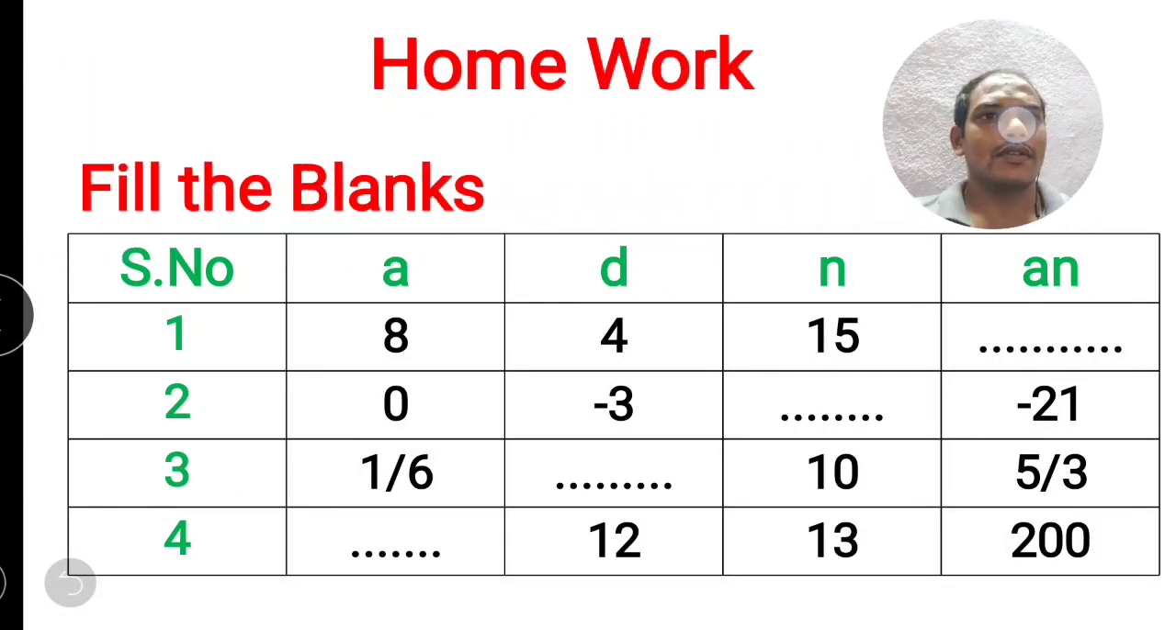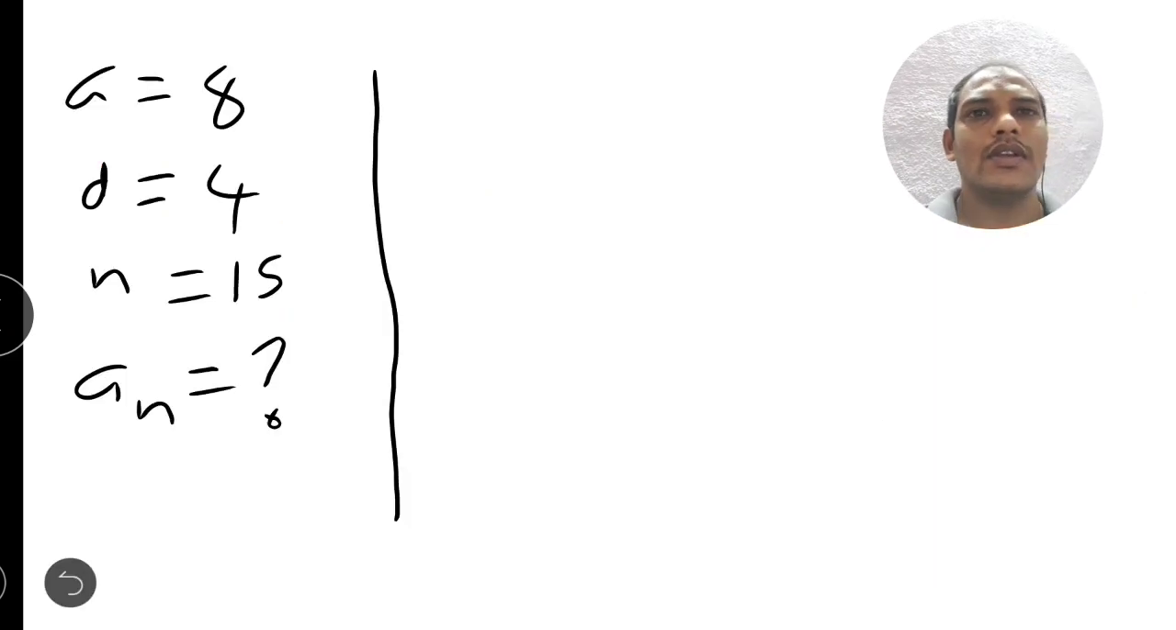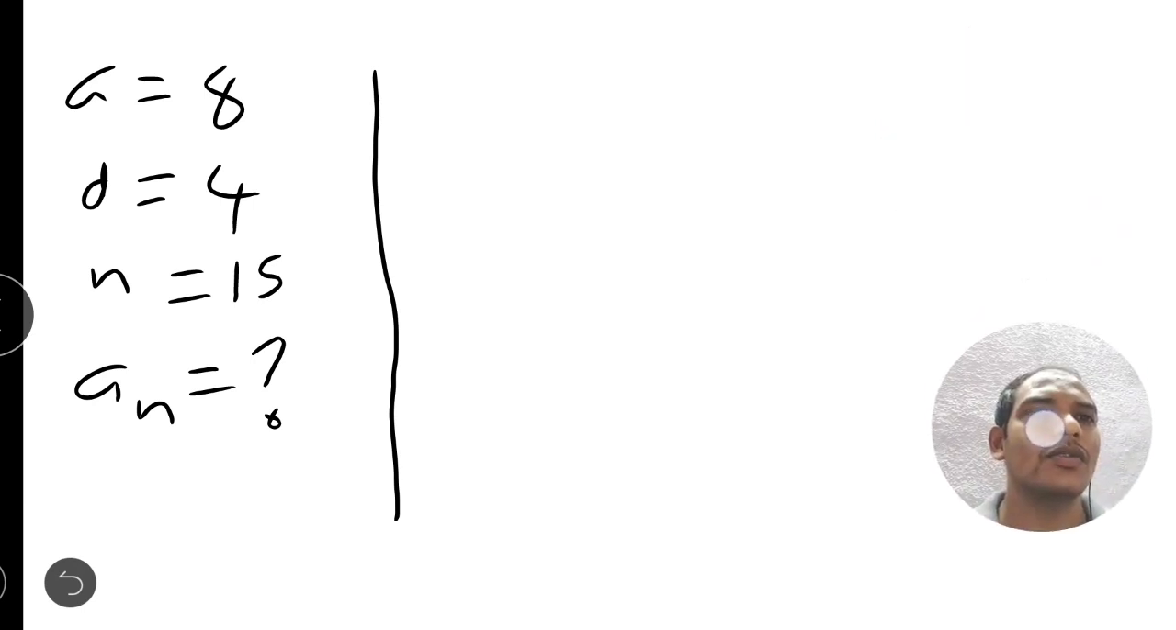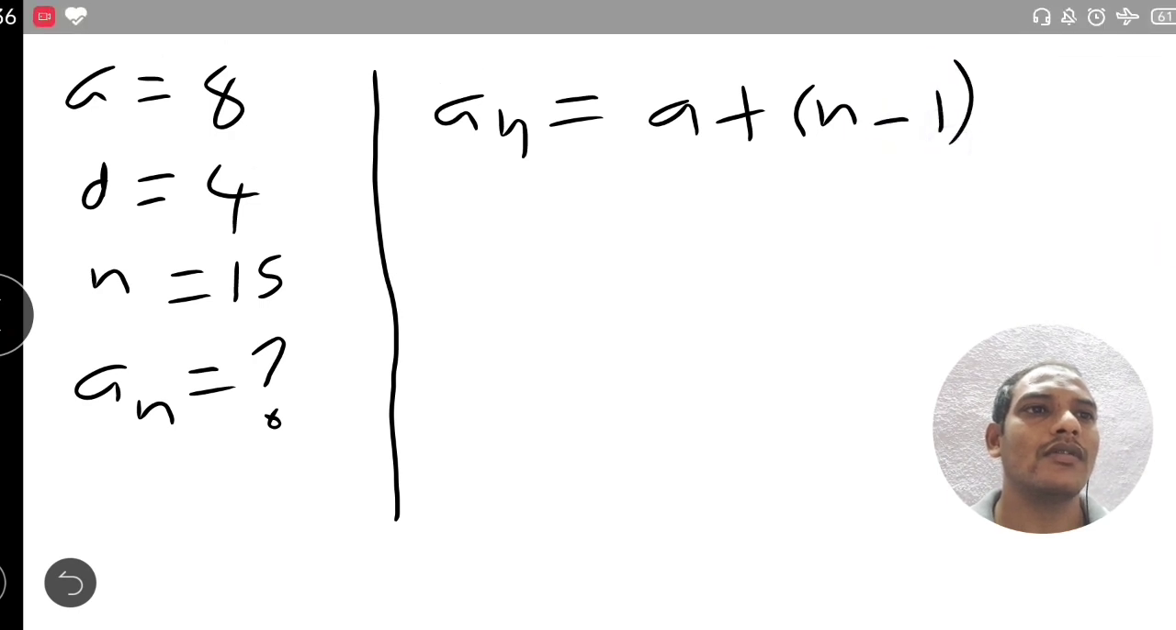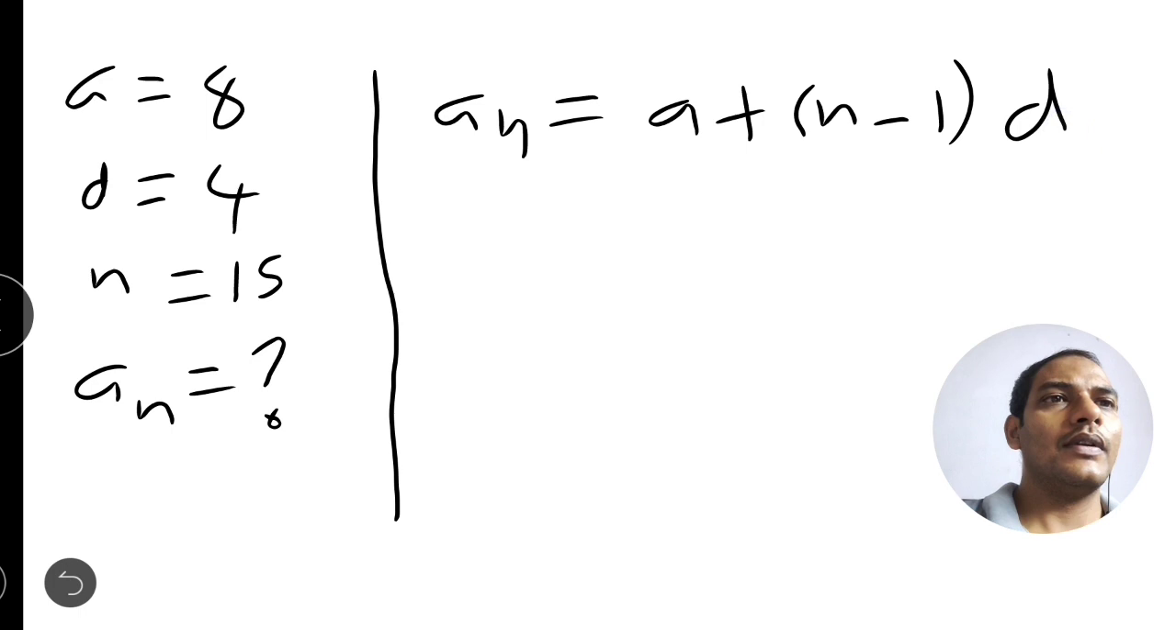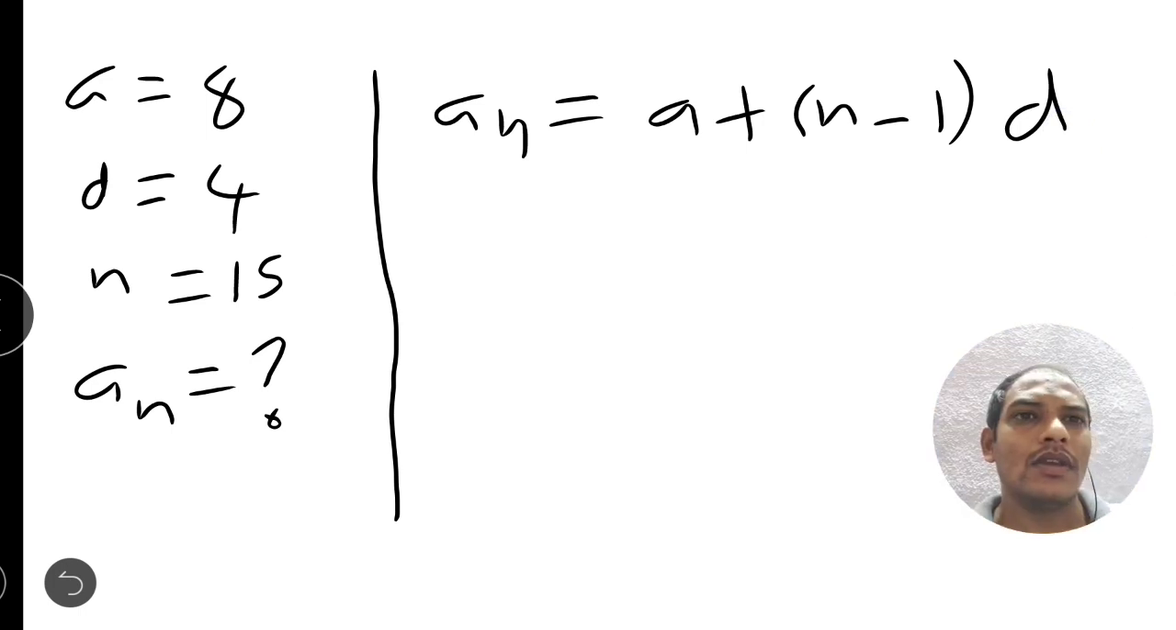Hello students, before starting the class, let's do the homework problems. Here a value 8, d 4, n 15, a n equals question mark. So let us write the a n formula. A n equals a plus n minus 1 into d. So let us substitute. A n is the required answer.